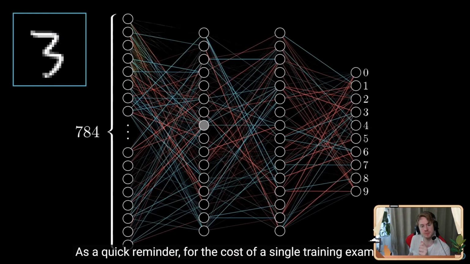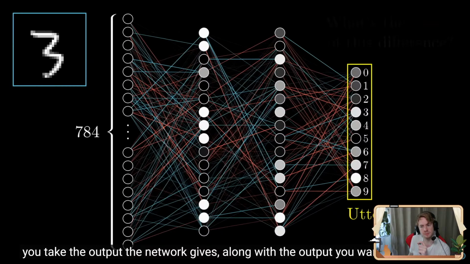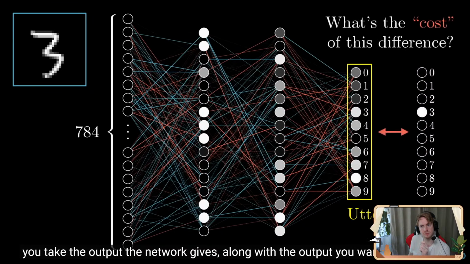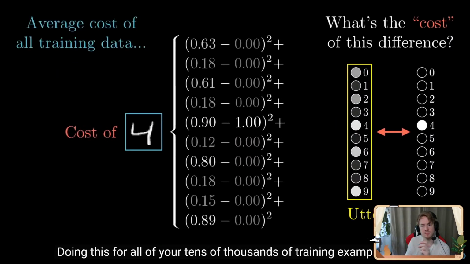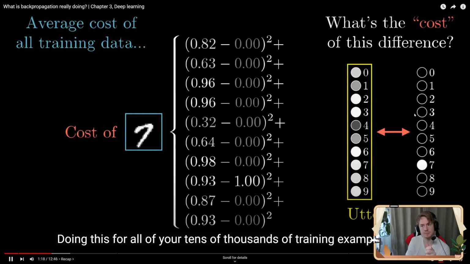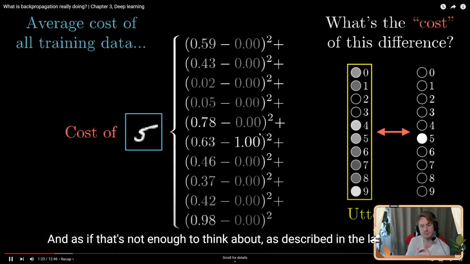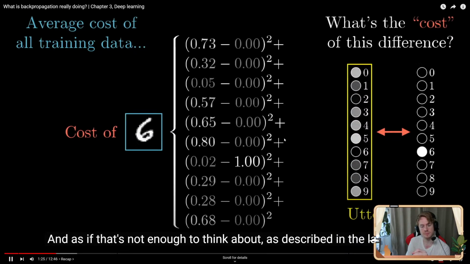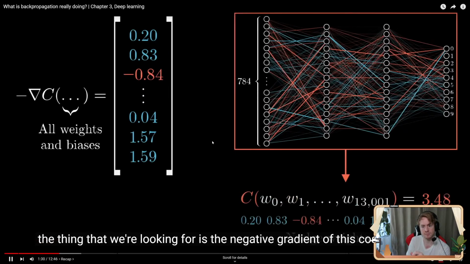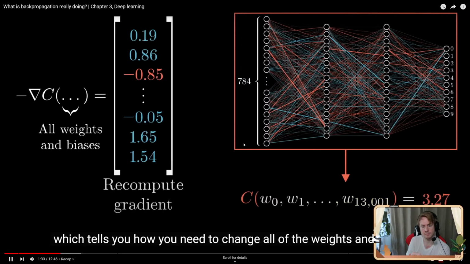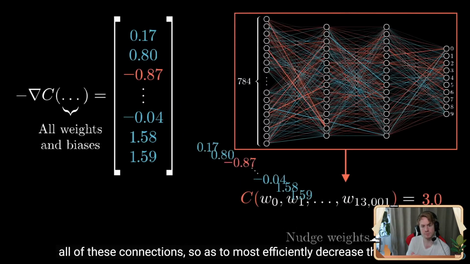As a quick reminder, for the cost of a single training example, what you do is take the output that the network gives, along with the output that you wanted it to give, and you just add up the squares of the differences between each component. Doing this for all of your tens of thousands of training examples and averaging the results, this gives you the total cost of the network. And as described in the last video, the thing that we're looking for is the negative gradient of this cost function, which tells you how you need to change all of the weights and biases, all of these connections, so as to most efficiently decrease the cost.